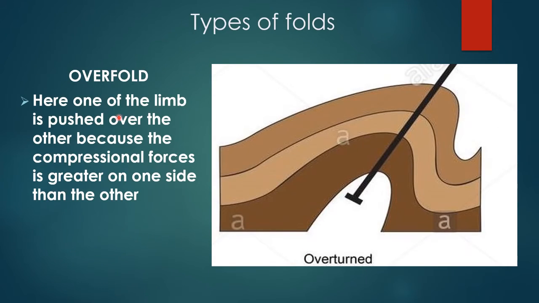We talk about overfold. Here, one of the limbs is pushed over because the compressional force is greater on one side than the other. Look here, you realize that the compressional force is greater here and has pushed the anticline to go and is already above the syncline. This is what we talk about as an overfold. It is almost overturned here.